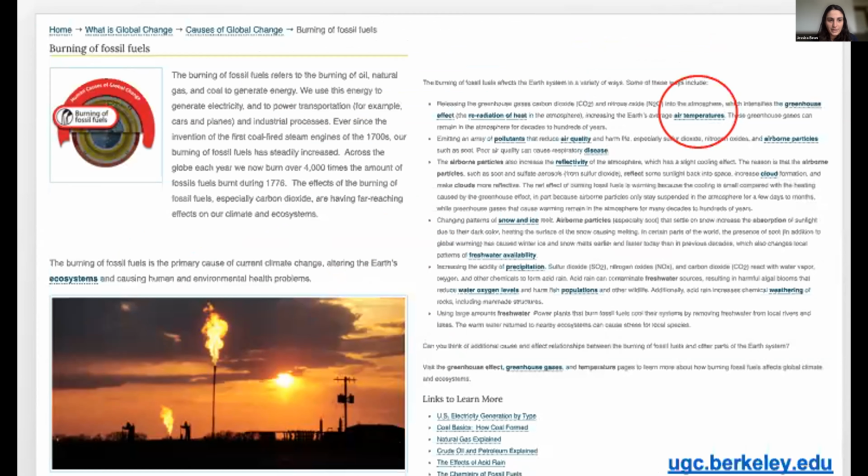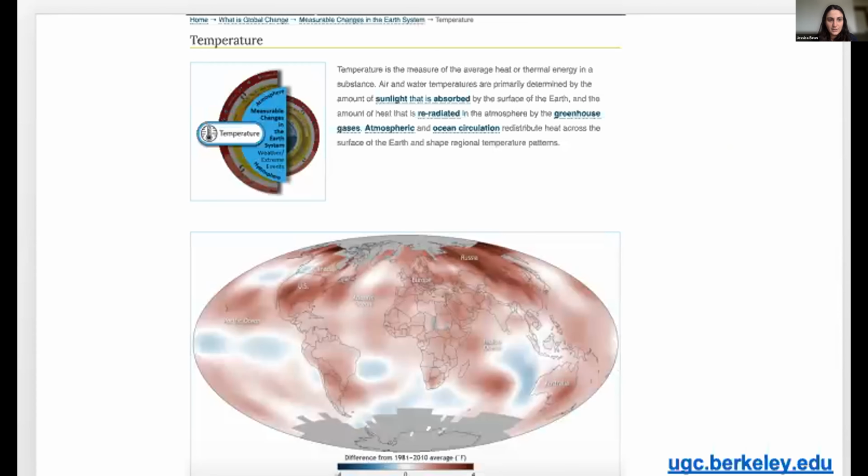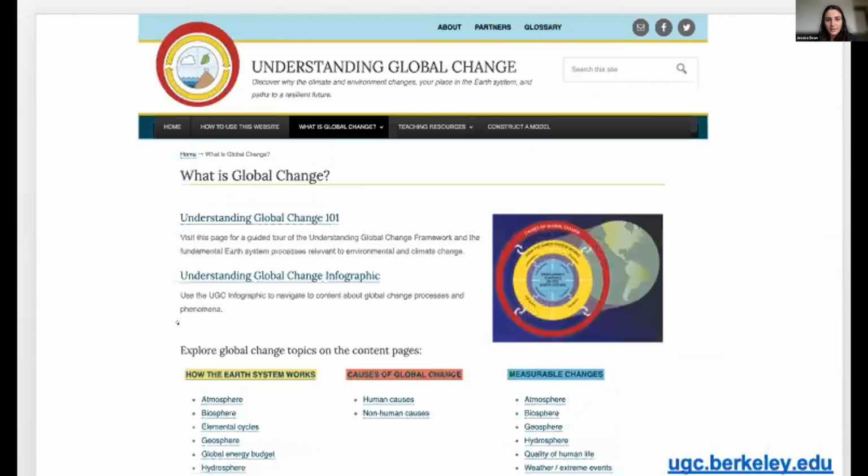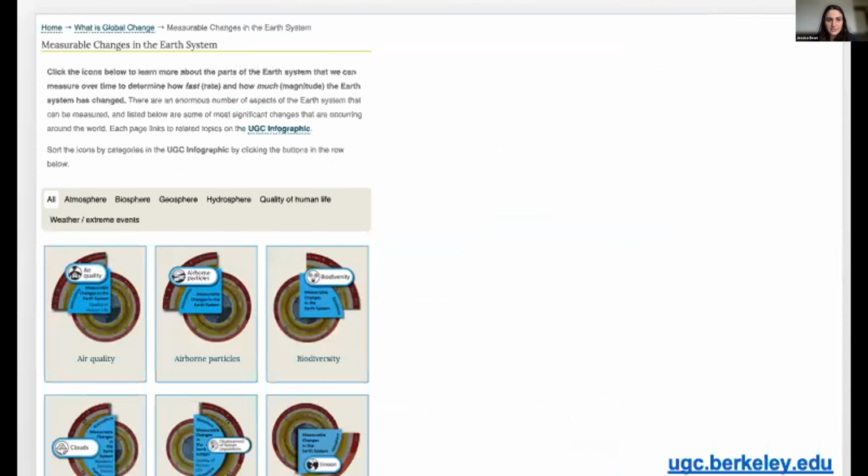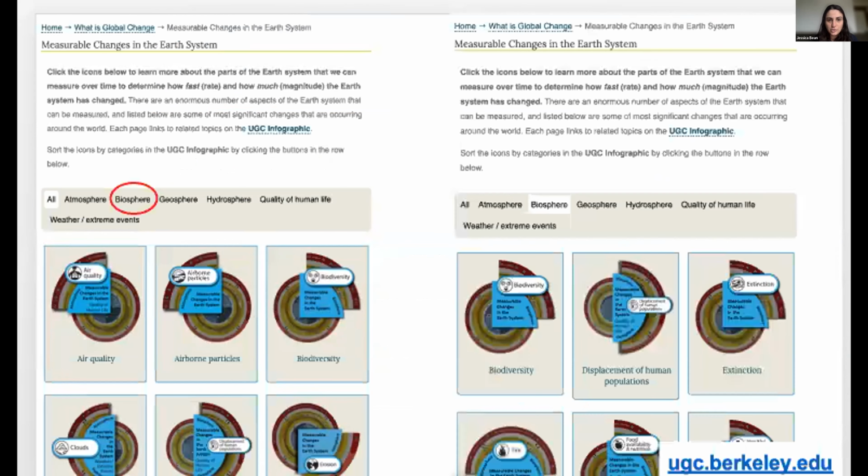So let's say I want to learn more about air temperatures. I can get to that page very easily. And again, see that map that I showed you earlier. But you can also look at different topics in this framework based on this navigational page on what is global change. So let's say I want to look at measurable changes, and specifically things that are in the biosphere. I could sort and just get the topics that are related to the biosphere, and then go to those pages and explore all the interrelations and different topics.